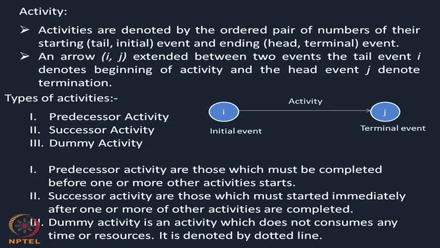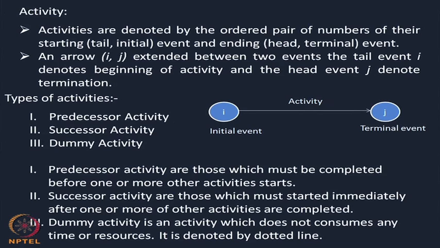Now, the activity, as I have been showing you, we are now formally defining. Activities are denoted by the ordered pair of numbers of their starting, it may be the tail, the initial event, and there will be one ending event. So, basically there is one starting event and one ending event, and an arrow i to j. If you see the figure, i to j extends between two events, where the initial event or the tail event is i, which marks the beginning of the activity, and j is the head event, which is the terminating event.